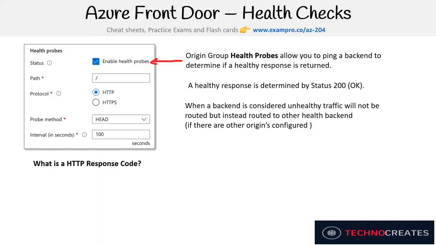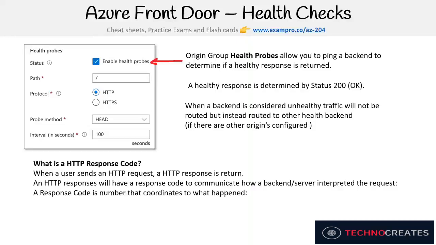So you might be asking, well, what is an HTTP response code? Just in case you don't know, the idea is that when a user sends an HTTP request, an HTTP response is returned. And HTTP responses will have a response code to communicate how backend servers interpreted the request. A response code is a number that corresponds to what has happened. And there is a lot of them, but I'm just going to show you the most popular ones. So 200 for OK, 403 for forbidden, 404 for not found, 500 for internal server error. And I'm not kidding, there's like 100 of these. But these are the most common ones that you've probably seen before, but they all mean something, okay?